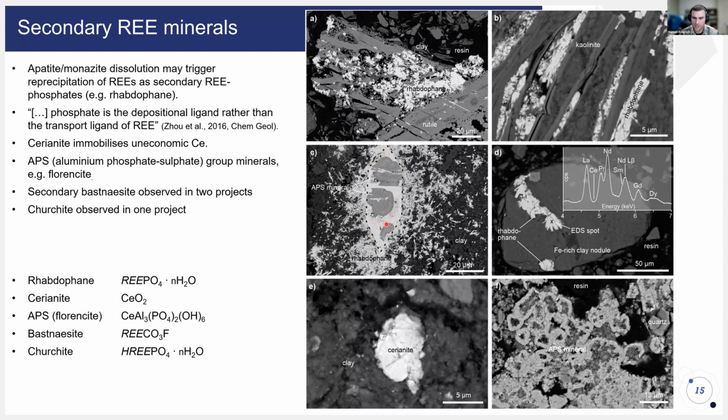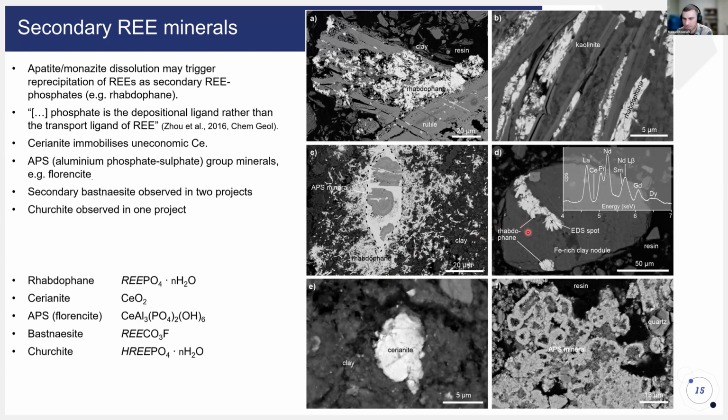And that's been completely replaced by secondary rare earth phosphates. There's a lot of porosity in here, and also a lot of rhabdophane that's floating around that mineral. And some of the cavities here have also been filled by an APS mineral, an aluminum phosphate sulfate group mineral. An example here would be florencite, for example. But there's a lot of variability. There's countless APS minerals, and there's probably still more to be found.